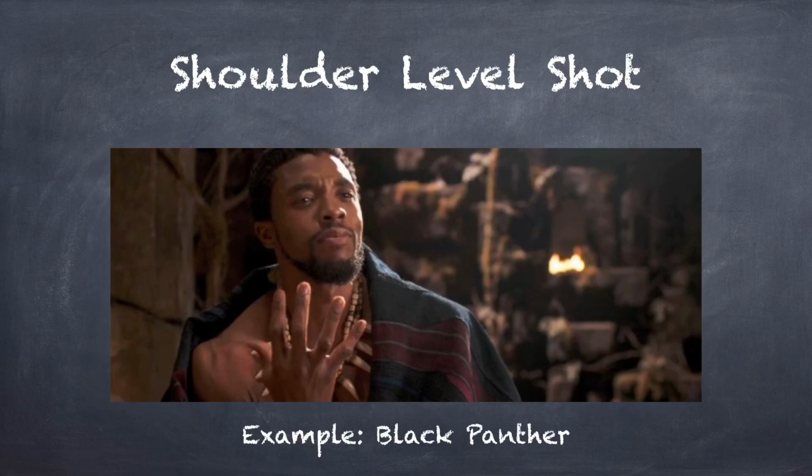Another level shot would be the shoulder level shot. This shot is more common than the eye level shot because if you film the scene from shoulder level, you can see more of the character's face and half of his body, and also the background, the scene as well. So this is more standard and more commonly used than an eye level shot.